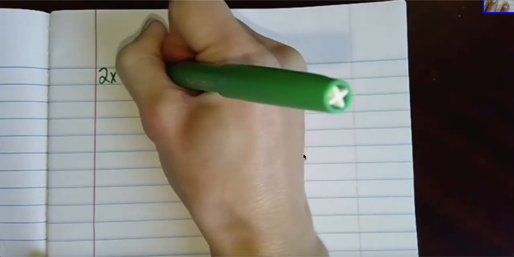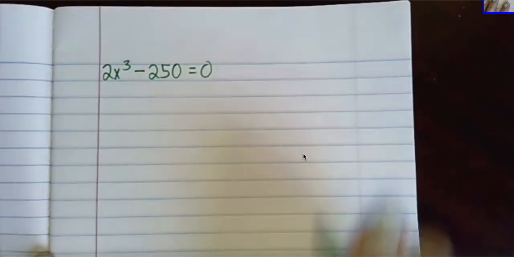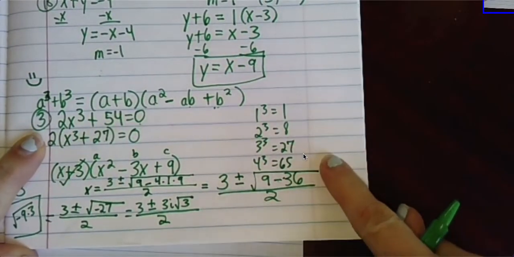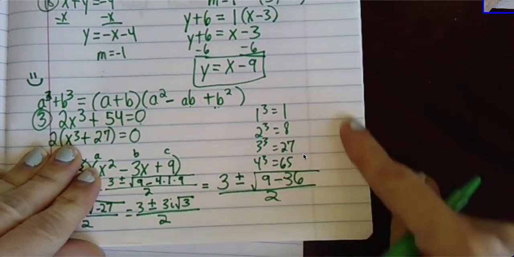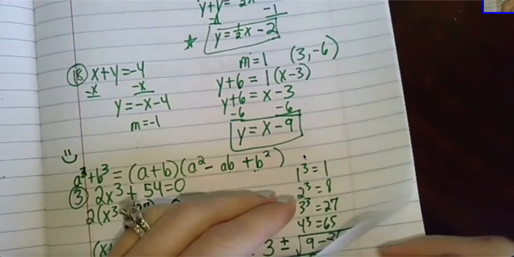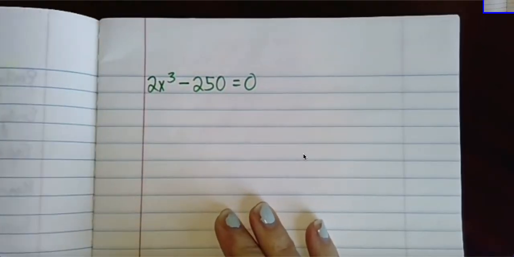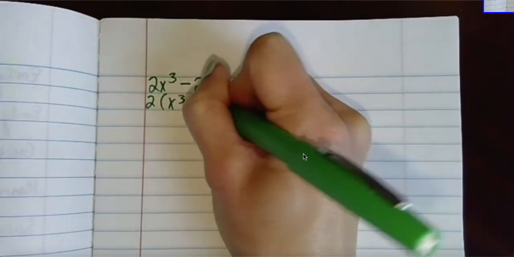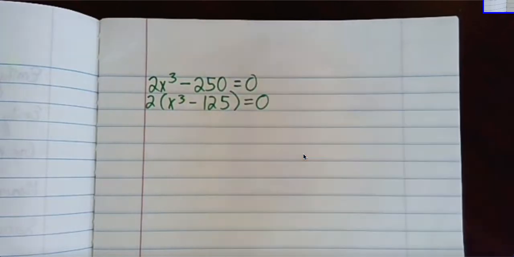Number 4. We have 2x to the third minus 250 equals 0. Are those perfect cubes? These are perfect cubes. Are 2 and 250 written down? I'm just going to tell you it's not a perfect cube. Can I reduce those? Can I divide them both by 2? Yeah, you can. So I get x to the third minus 125. Are those perfect cubes? Yes.